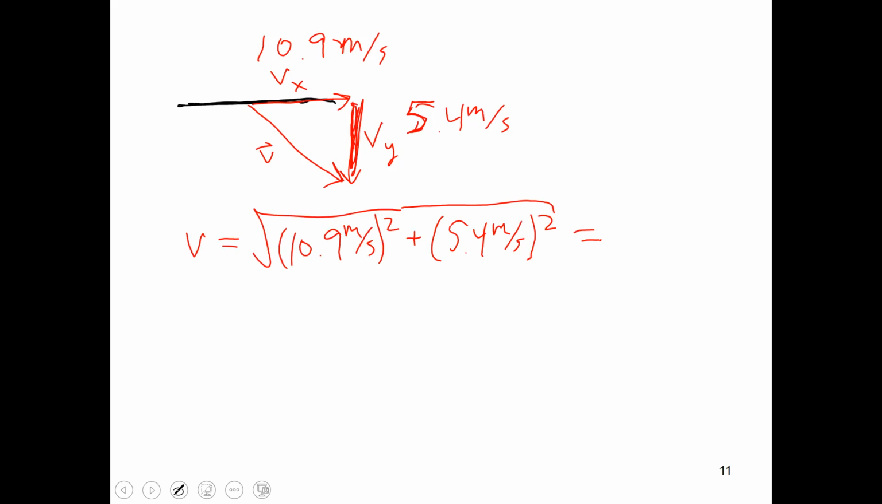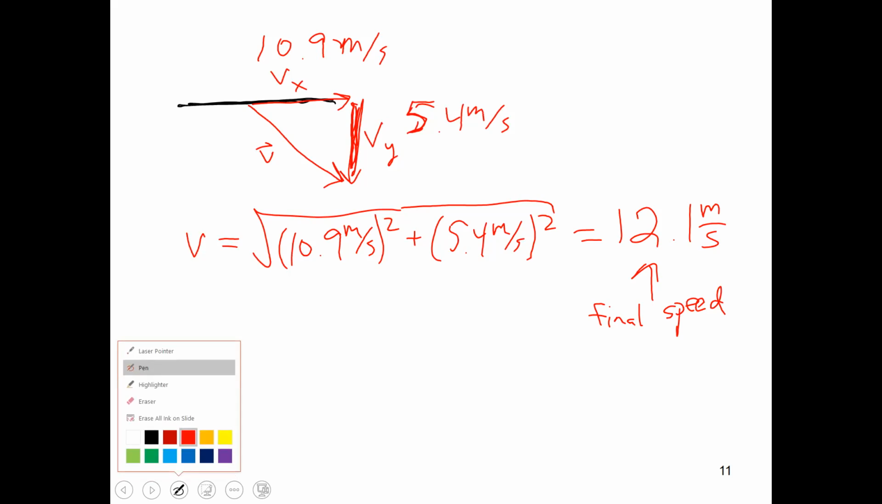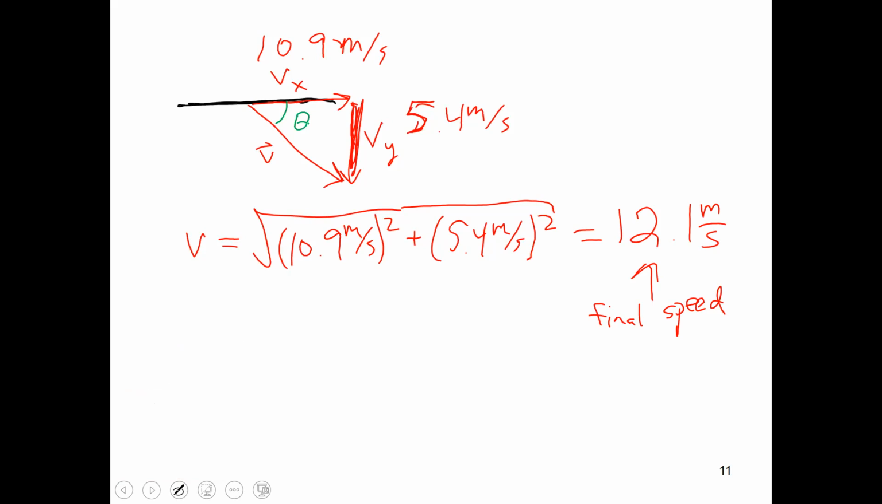All right. And what do I get out of this? I get 12.1 meters per second. So this right here, this is my final speed. Or I could also say that this is the magnitude of my final velocity. Okay, cool. Let's figure out one more thing while we're at it. Let's figure out the angle that this thing strikes at.